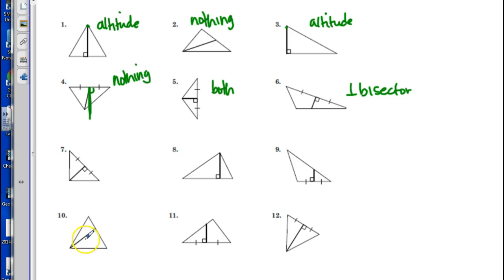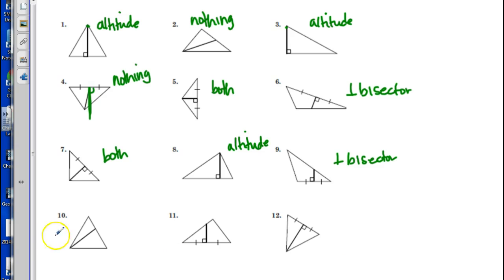All right, now that we're back, this should be both. It is an altitude because it's coming from the vertex and it is a right angle, but it also splits that side in half. So it's also a perpendicular bisector. All right, number 8. You should have said altitude. Coming from the vertex, heading to the opposite side, perpendicular to the opposite side. Number 9, you should have said perpendicular bisector. It's cutting that opposite side into 2 equal pieces.